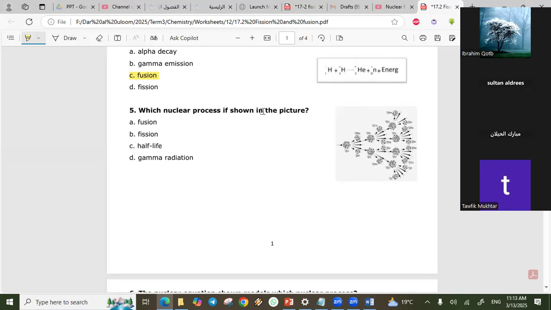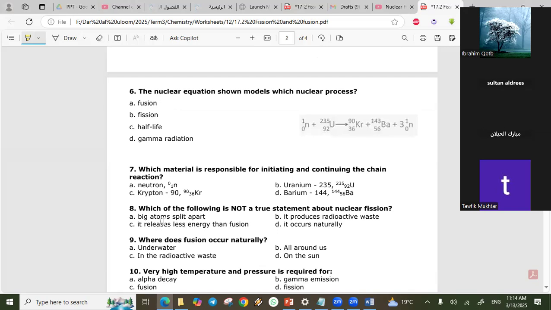Which nuclear process is shown in the picture? Fission or fusion? Here, guys, I have a big nucleus that splits into two. Then each big nucleus splits into two, and so on. This is fission. Number 6, the nuclear equation shown models which process? We have here uranium struck by a neutron, and they give us two smaller nuclei. This is also fission.